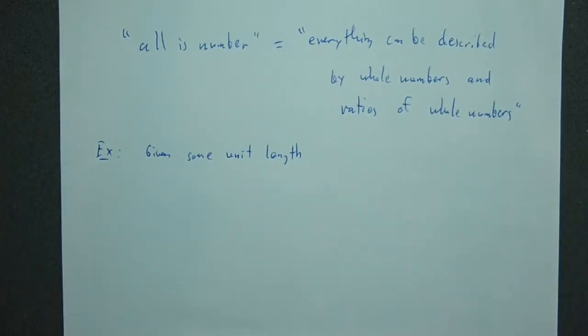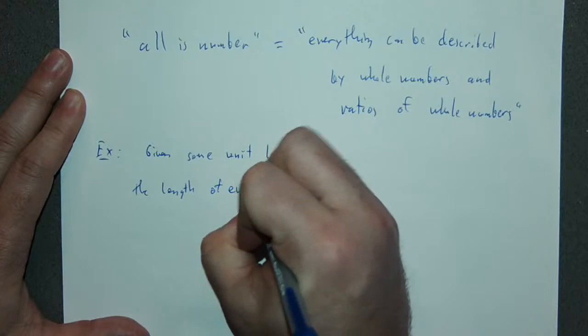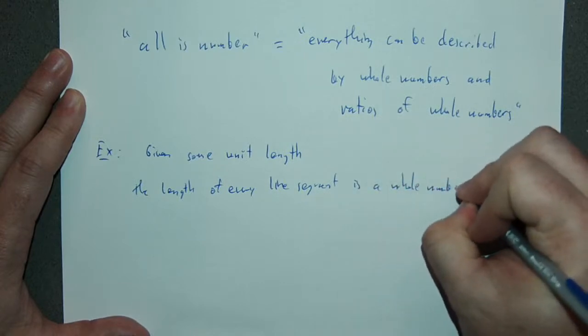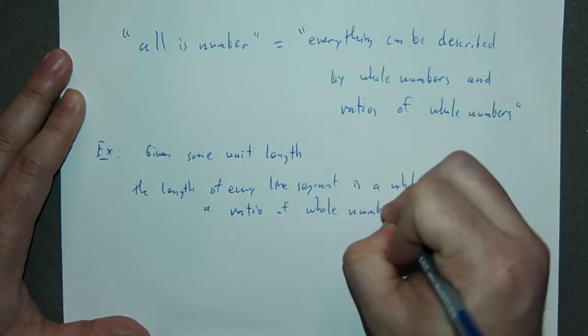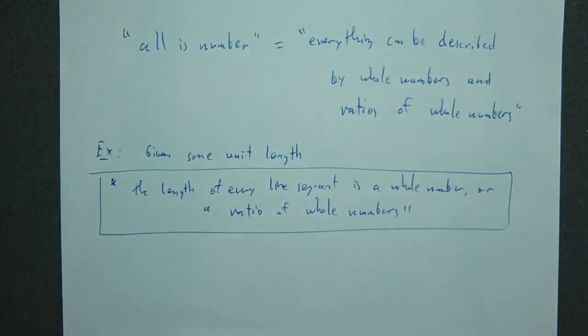So once you've established your unit length, the idea was that every line segment, so this is the claim, the length of every line segment is a whole number or a ratio of whole numbers. So this is a Pythagorean belief. Okay. As we will see, and as you probably already know, this isn't the case. There are certainly lengths that unfortunately cannot be expressed in this way. They're neither a whole number nor a ratio of whole numbers. Okay, and you don't have to look very hard to find these. In fact, the Pythagoreans did find them.